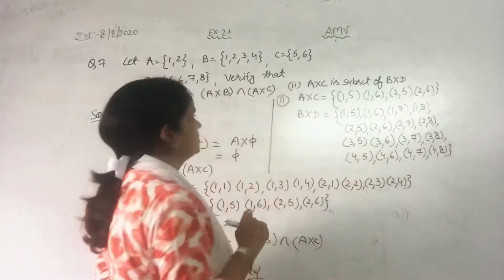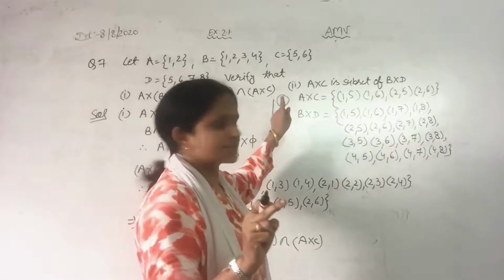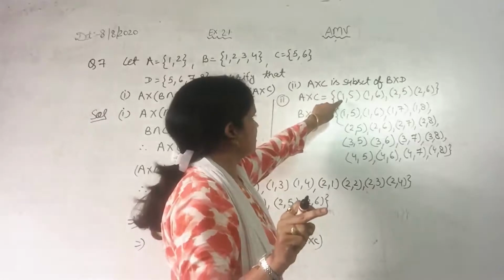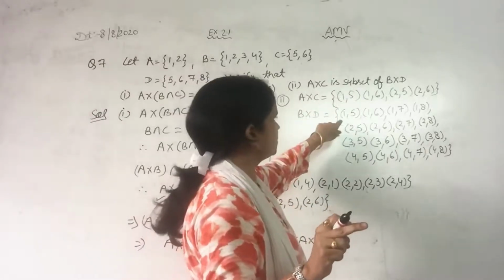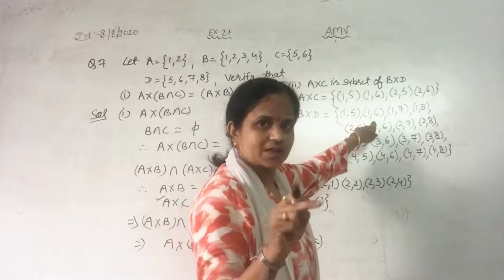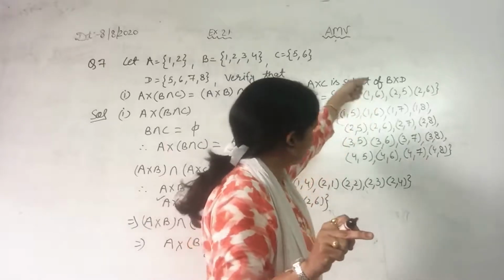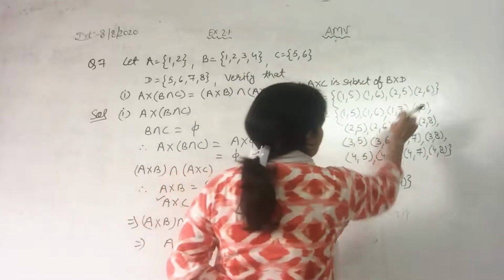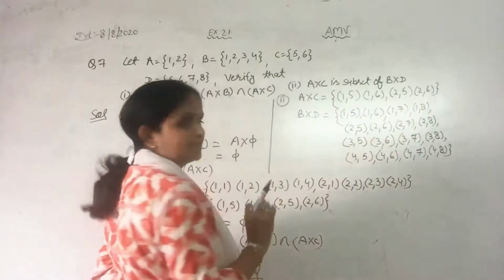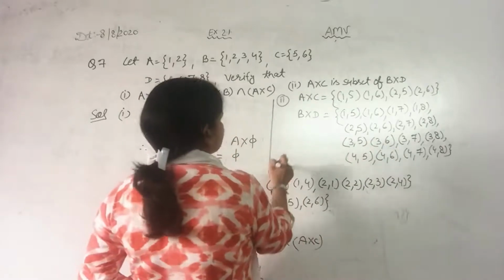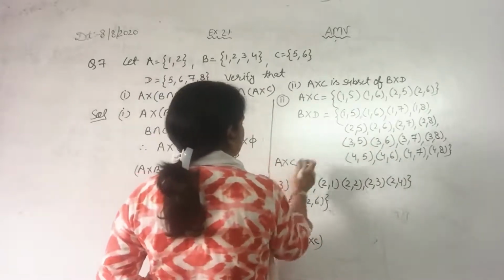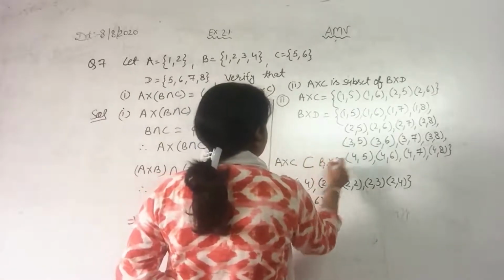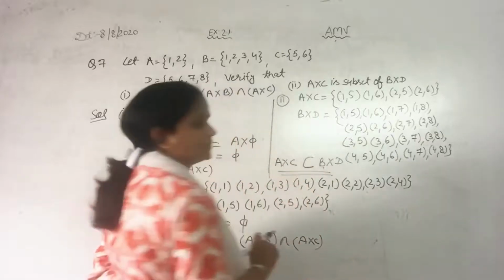Okay, and now see the elements of the Cartesian product A×C. It's (1,5), it is in the set B×D also. Okay, (1,6) is also in the Cartesian product B×D. (2,5) also belongs to set B×D, and (2,6) is also from set B×D. Okay, so we can say that the Cartesian product A×C is a subset of the Cartesian product B×D.